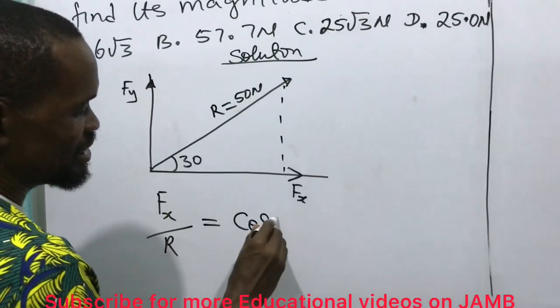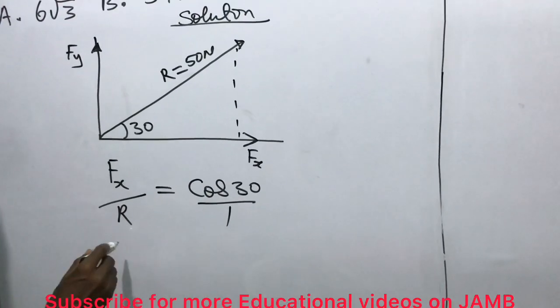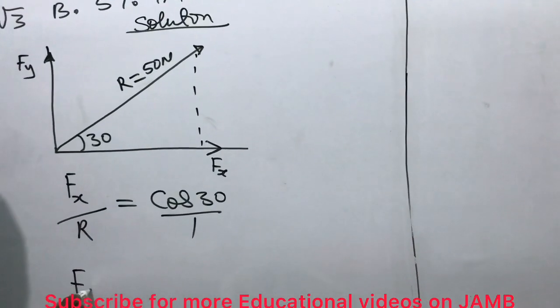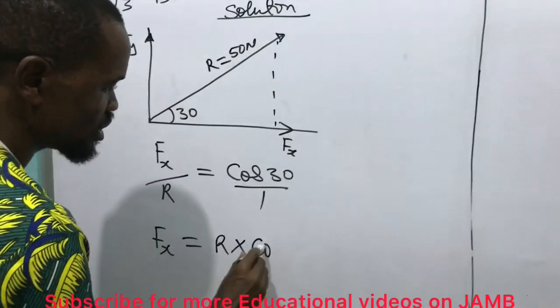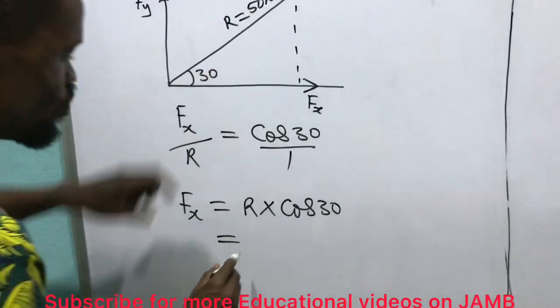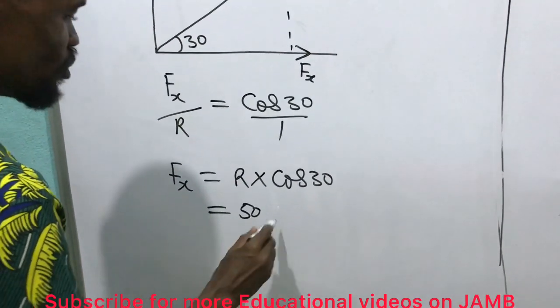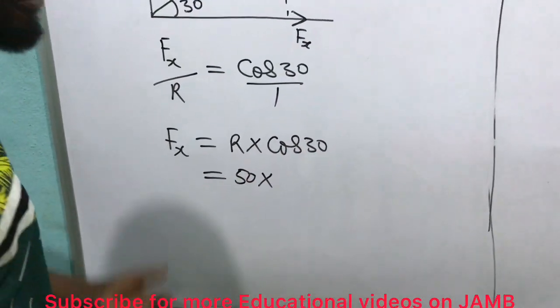Cos 30. And I can now say this is over 1, cross multiplication, I can now say that Fx is equal to what? R times cos 30. And what is R? My R is 50, the resultant force, times cos 30. What is cos 30? I don't have a calculator.